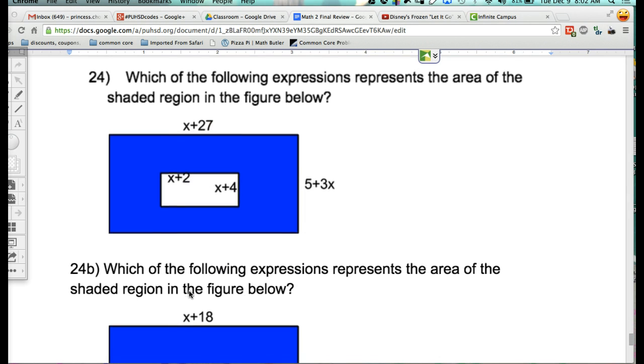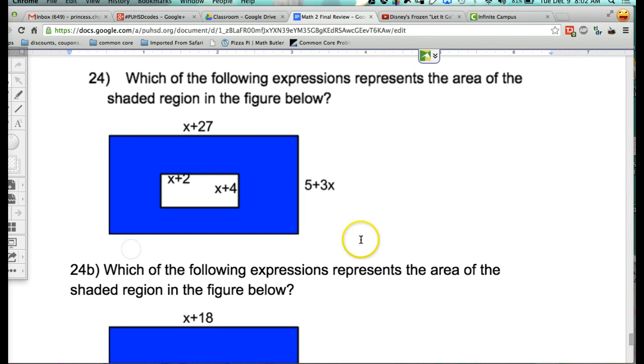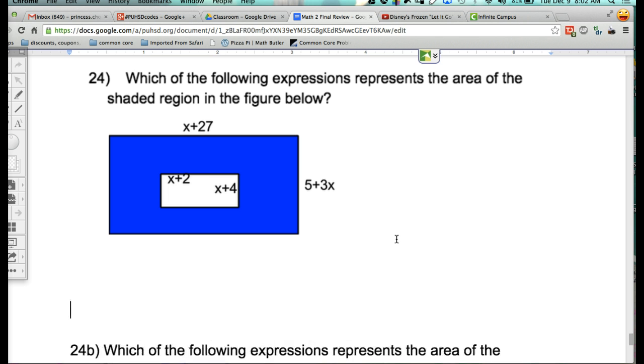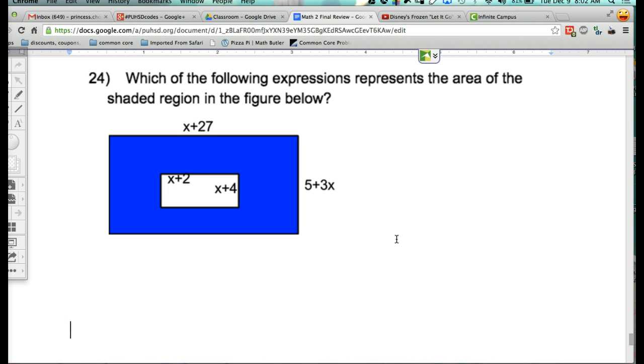Okay, so now we have question number 24. And yes, you have to draw the diagram. I mean, of course, you don't have to if you don't want to, but I will tell you what I think is good for you, okay? Copy everything. Ready? Go.